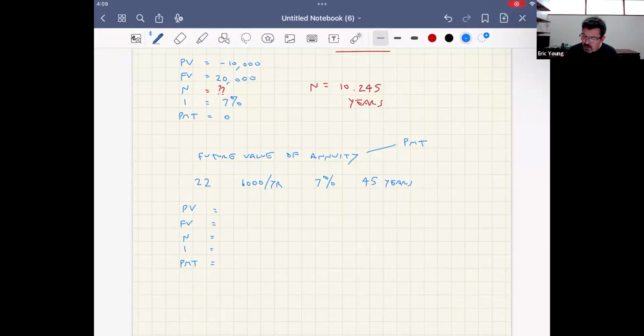Well, you know that if you're 22 right now and you're going to retire at 67, your N is 45. So we got an N. And you know you're going to earn 7%, so we got an I. Now, PV is a tricky one here, but think about it. You're not putting a lump sum in. You're not putting a big chunk of money in one time. So PV is going to be 0.